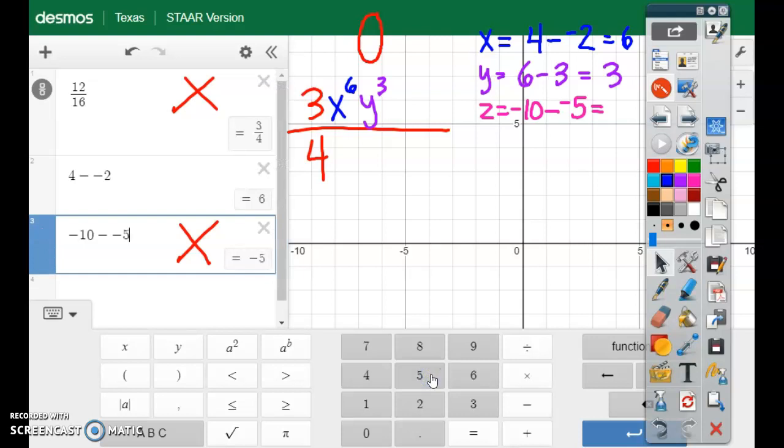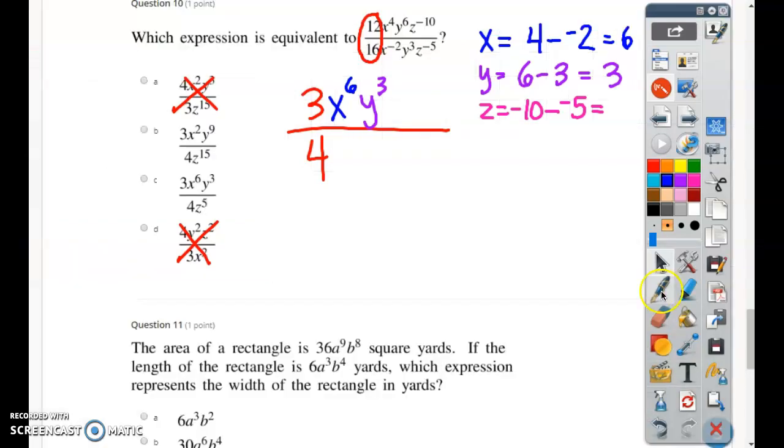Okay? What does that mean? If my z has a negative 5 exponent, what does that mean? Where does it go? At the bottom. If it's negative, it goes at the bottom, and you make it a positive. Okay? That's how you do that problem. That's how you get the answer. Let's go to the next one.